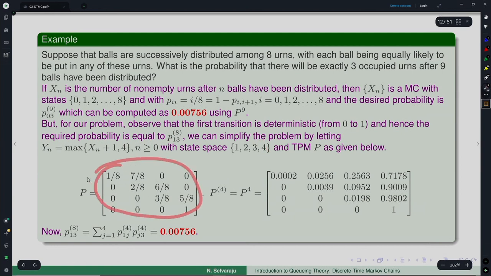Now, you will see that this is the P for this chain Yn, and Yn depends on Xn. Xn is a Markov chain, so Yn is also a Markov chain, and this would be the transition probability matrix. Now, you need to compute here the appropriate quantities. So, you get the fourth power of this P, so you will get this expression. Now, you want 1 to 3 in 8 steps, that would be 1 to some j in 4 steps and from j to 3 in some 4 steps. So, that means you can get this from the fourth power, right.